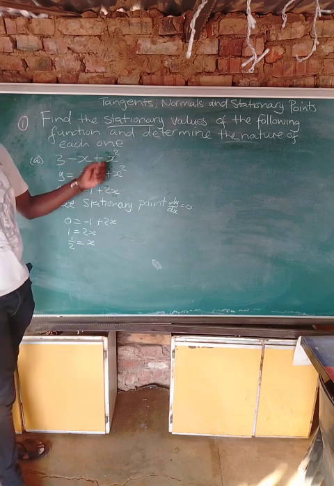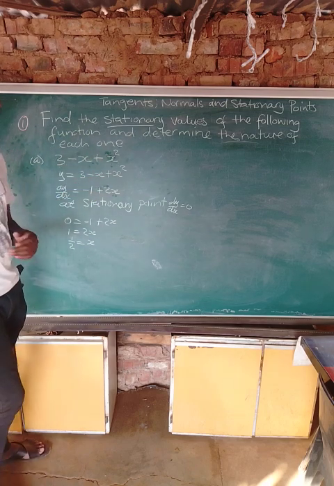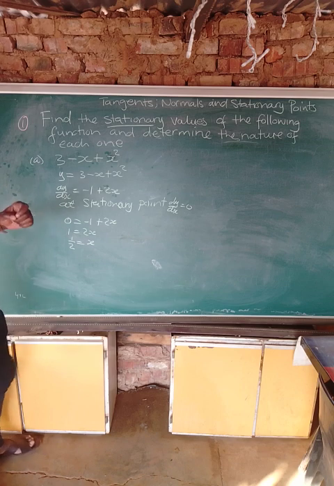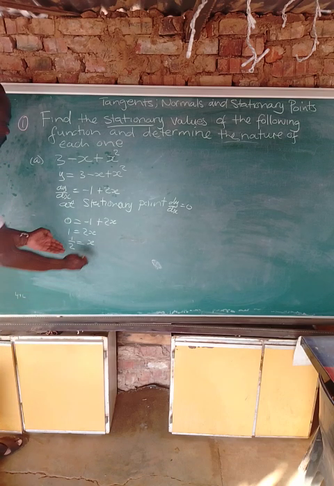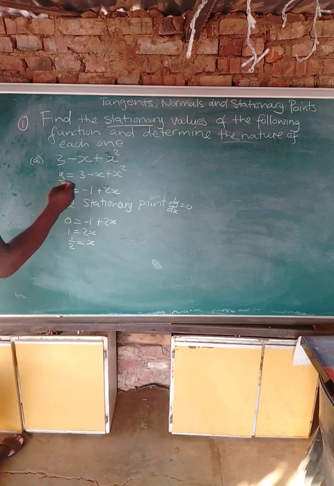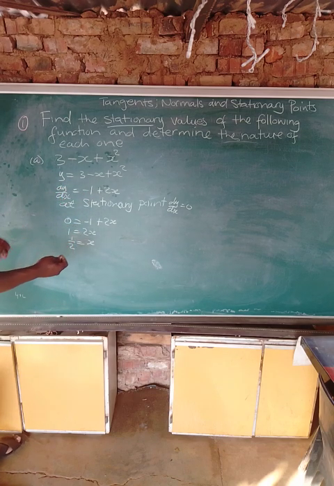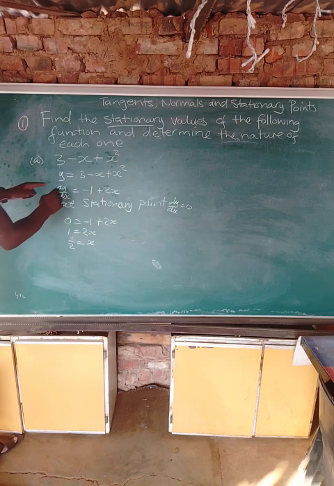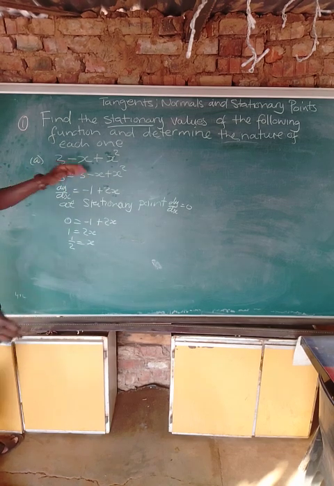Why? Because it's a quadratic equation, and a quadratic equation always has one turning point. So now we have x equals half. What do we need to do? We need to find the value of y. We go back to our original function.